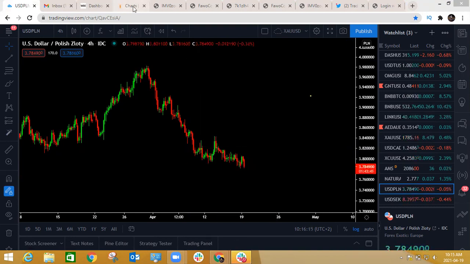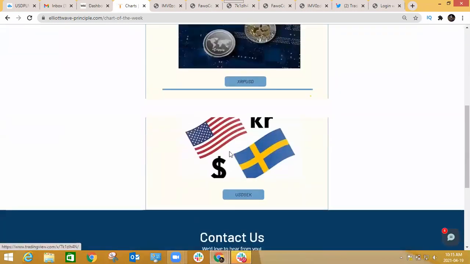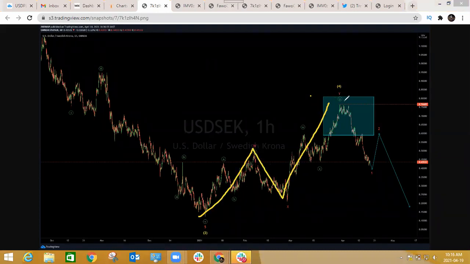And another chart of the week is US dollar SEK. So US dollar SEK is the same. You can see it's exactly the same structure. We've got 3 waves up. We've got an impulsive move down already. We're looking for this pullback. If you remember US dollar CHF, we're expecting this to do the DXY. We're looking for the DXY to give us this pullback before continuation to the downside.